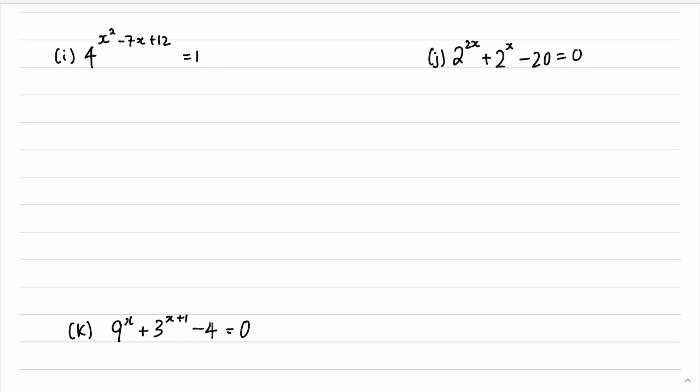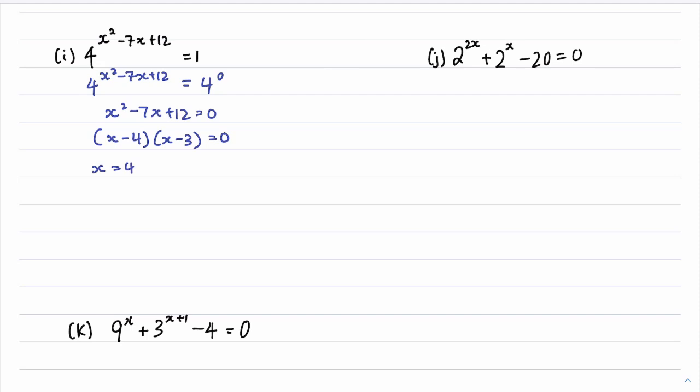So here we have 4 to the power of x squared minus 7x plus 12. We do not have the same base on both sides, but remember that anything to the power of 0 is equal to 1. So why don't we just make the right-hand side 4 to the power of 0? And now we have the same base on both sides. We can set their exponents equal to each other. And let's factor this expression on the left. And again, using the zero product property, we can get x equals 4 and x equals 3.